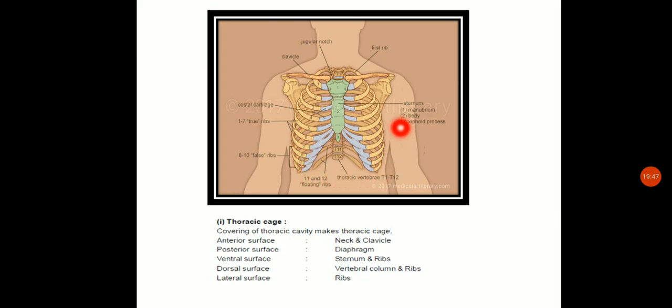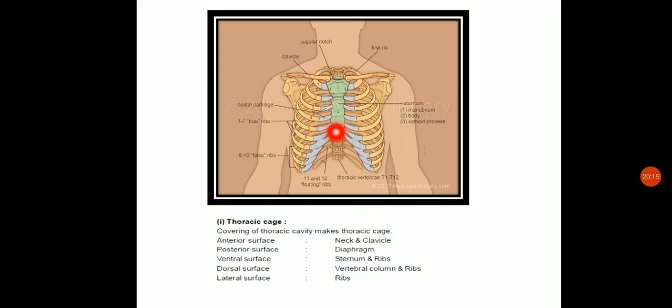All this thoracic cavity is covered by some specific types of muscles and tissues, which make the thoracic cage. The anterior surface is basically enclosed by the clavicle bone in the neck. The posterior surface is basically made up of the diaphragm. The diaphragm is a membranous structure which also helps in the function of breathing. We'll see how it takes part in breathing as well.